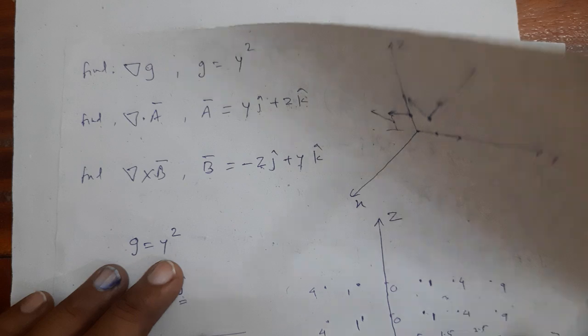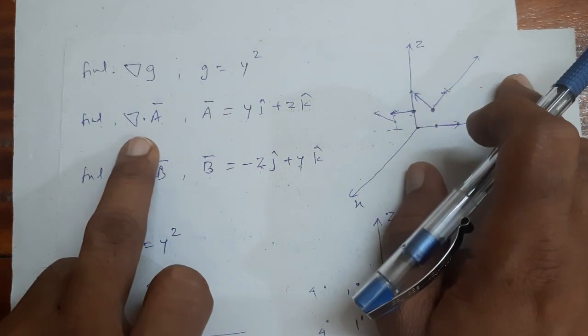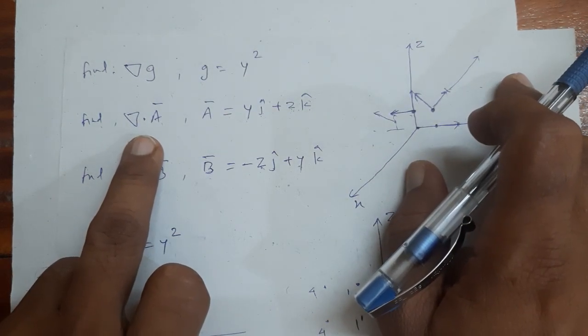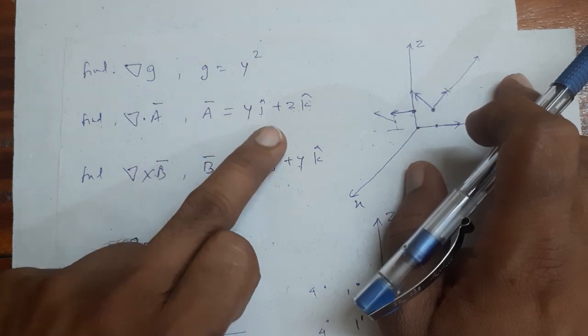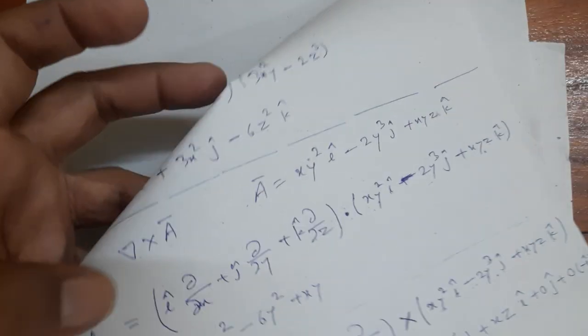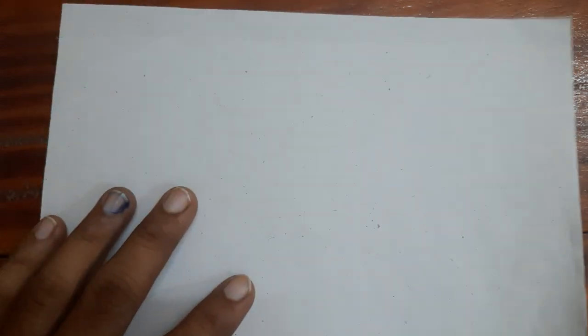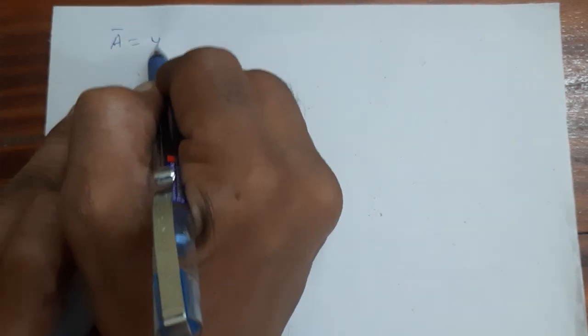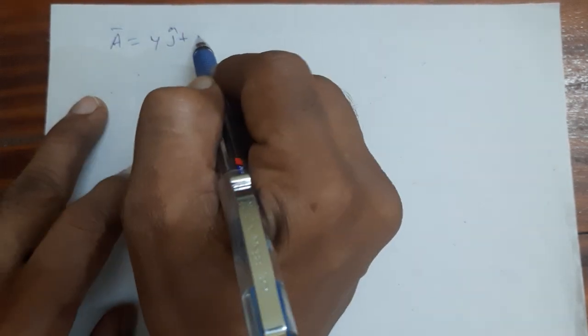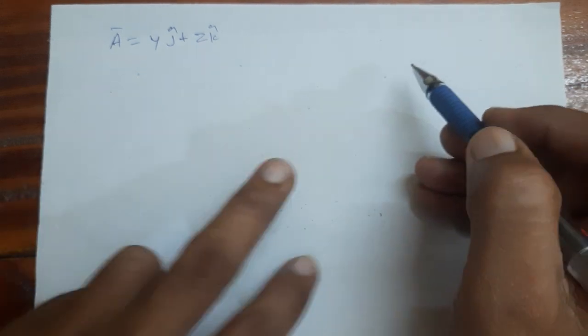Now we will go for the physical significance of the divergence, and this function was homework for you to plot, that is a is equal to yj cap plus zk cap. Okay. Now we will proceed with that function. I will write that function here. Let the function a bar is equal to yj cap plus zk cap.